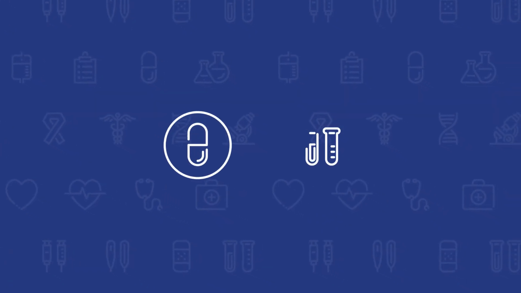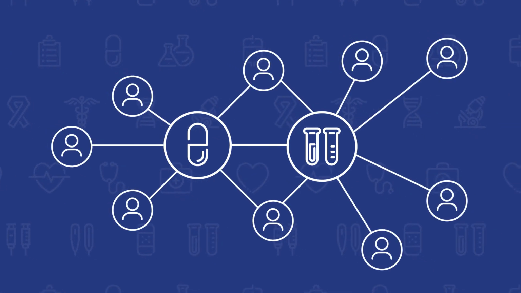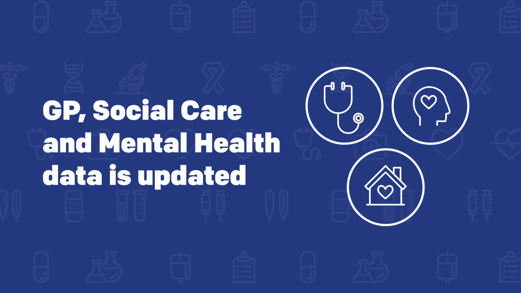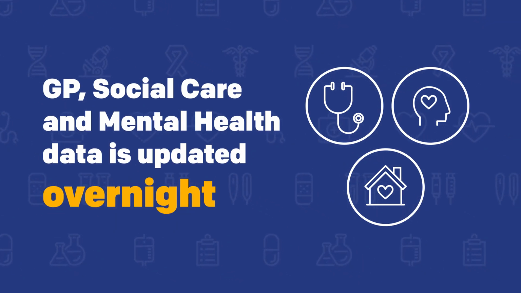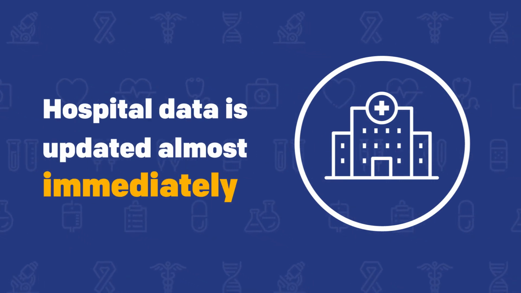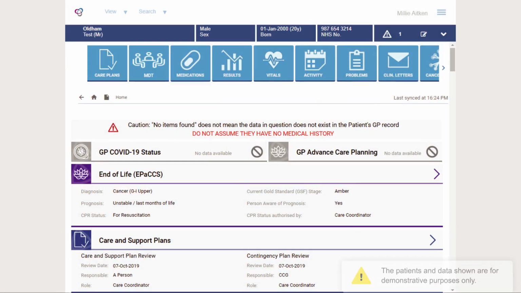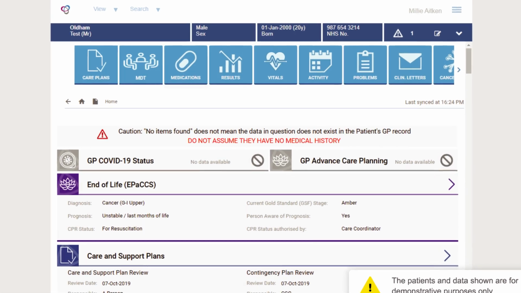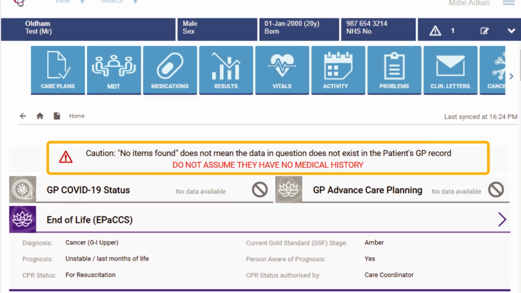From medications to test results, there's a wealth of patient data available. GP, social care and mental health data is updated overnight, and hospital data is updated almost immediately. If you can't find a piece of patient data in the GM Care Record, it might be elsewhere. Do not assume that the person you are treating has no medical history.